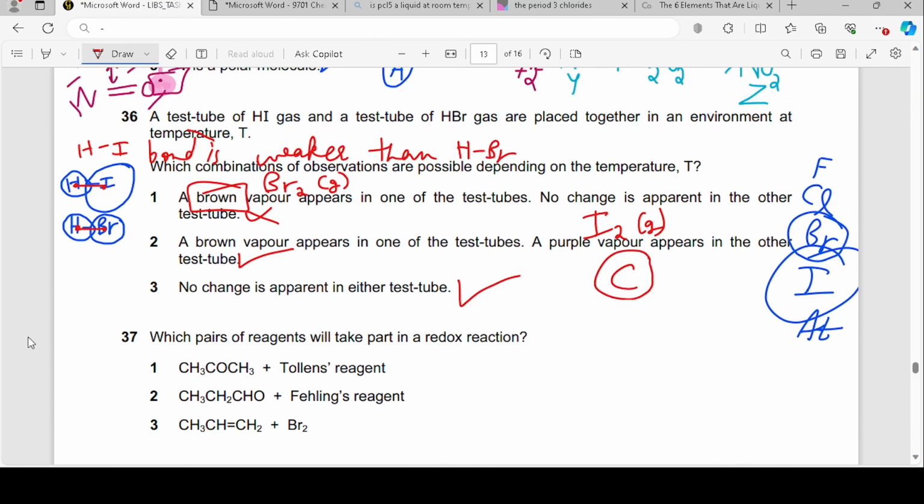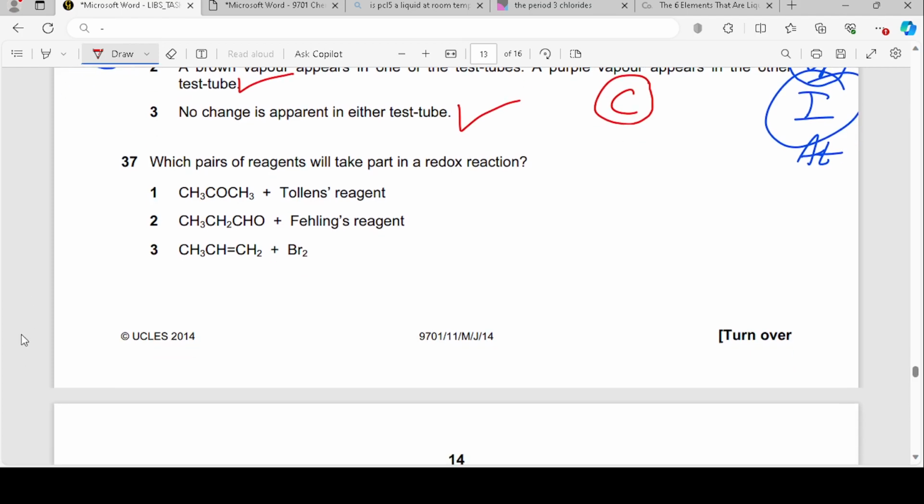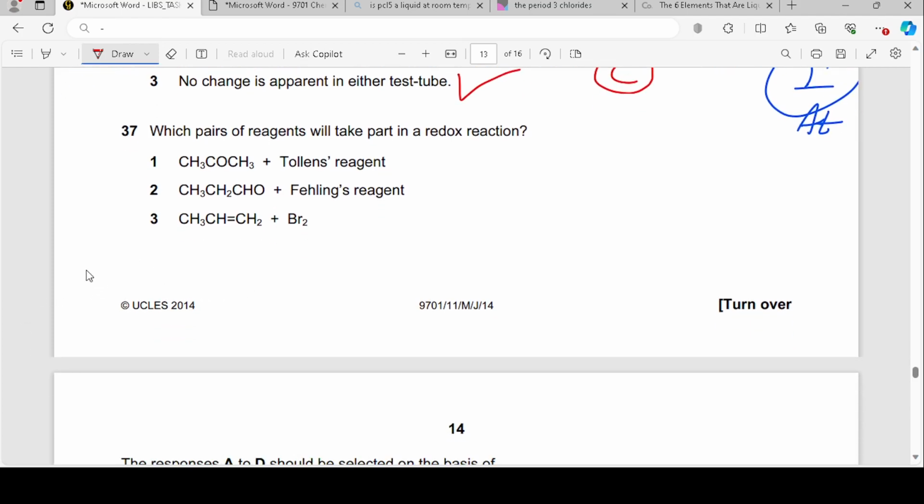Now let's go to the next question. Which pairs of reagents will take part in a redox reaction? CH3COCH3 plus Tollens reagent, CH3CH2CHO plus Fehling's reagent, or CH3CH=CH2 plus bromine. What I can see is that CH3COCH3 is a ketone, and you're reacting it with Tollens reagent, and so there will be no reaction.